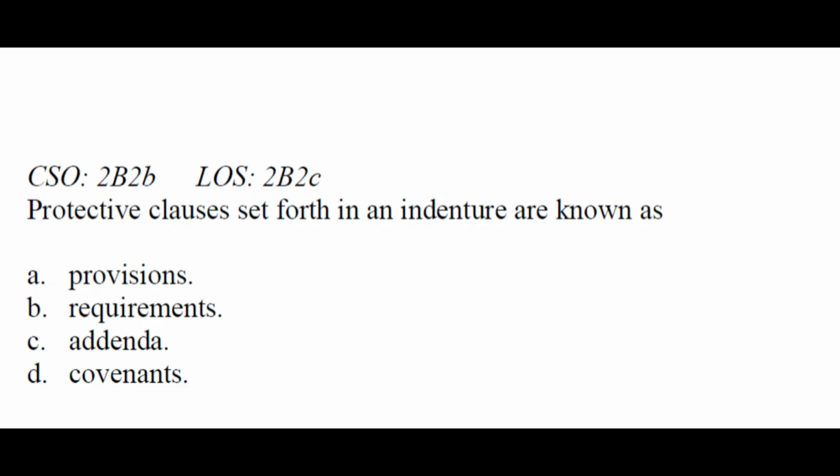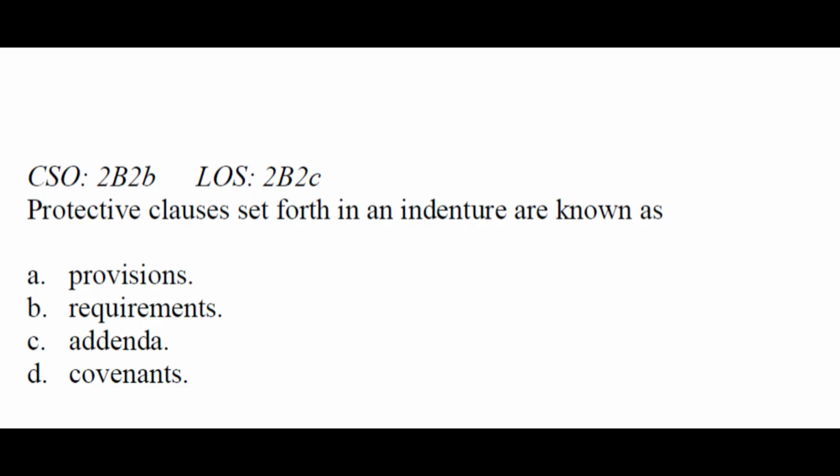Choice analysis. A. Provisions. Incorrect. A provision is a general contractual term or condition, while covenants are provisions within an indenture. The specific name for protective clauses is covenants. B. Requirements. Incorrect. Requirements describe obligations in a broad sense, but are not the legal term used for protective clauses in bond indentures. C. Addenda.